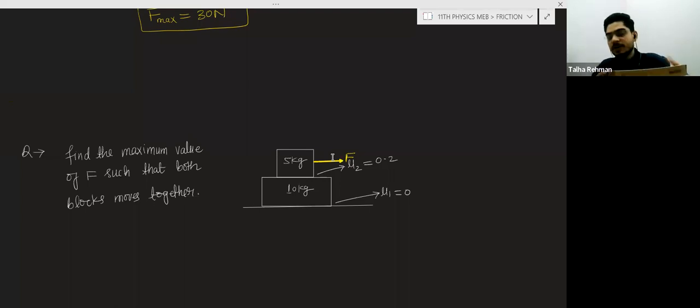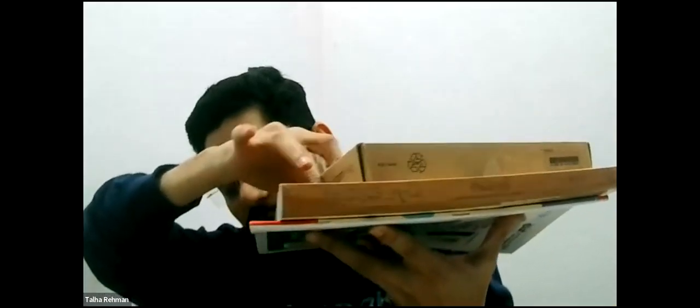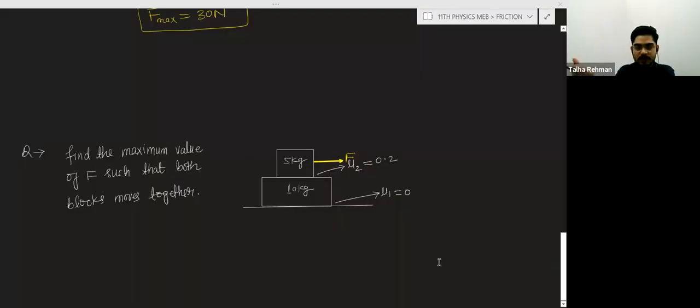So now what we are doing? We have this system. We are just applying a force on this upper block so that both the blocks will move together. Same things we will do. First we will see the block on which there is only friction force, and we will calculate with the help of that friction force the maximum acceleration, and we will use that maximum acceleration in the equation of the other block. So first I am drawing the free body diagram for the 5 kg block.